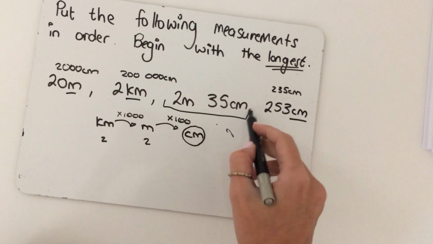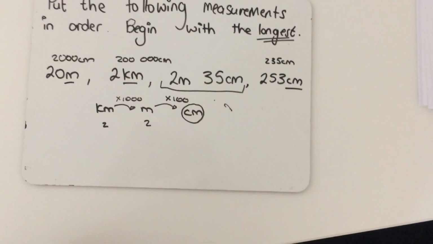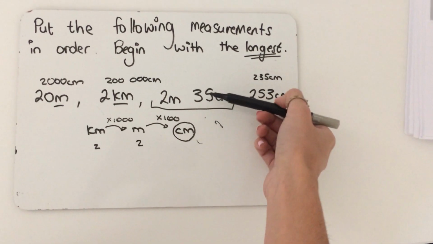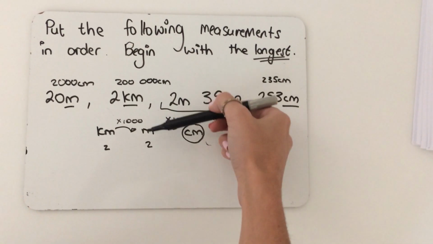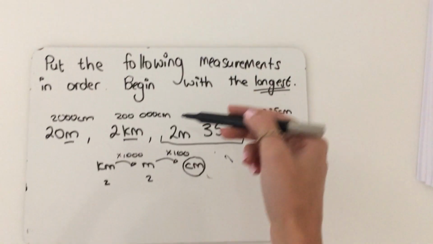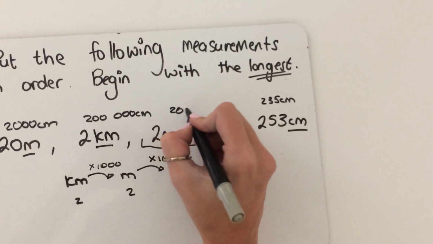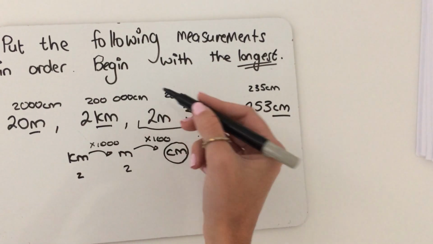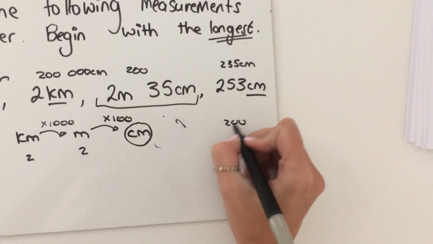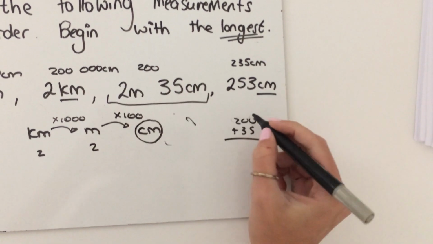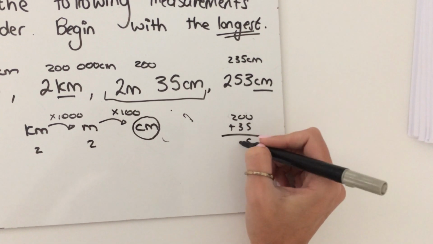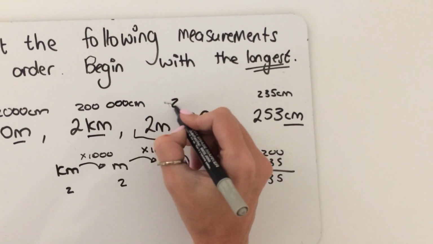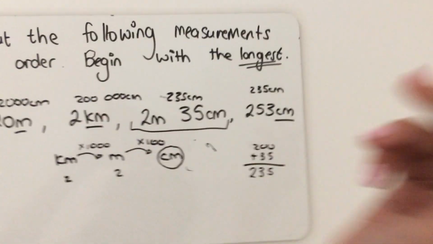The last one I have is a combination of meters and centimeters. This is one measurement, 2 meters and 35 centimeters. My centimeters I'm going to keep the same because I will need my answer in centimeters, but I have to change my meters. To get from meters to centimeters, I times by 100. So 2 times by 100 is going to give me 200. But I can't forget this 35, so I have to say 200 plus 35. 0 plus 5 is 5. 0 plus 3 is 3. 2 plus nothing is 2. So my answer here is 235 centimeters.